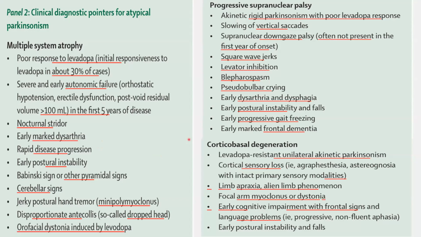Akinetic rigid Parkinsonism features, and usually signs will be symmetrical, poor levodopa response, and patient will be having vertical saccade slowness and supranuclear down gaze palsy also. Patient will be having square wave jerks, and levator inhibition that will cause the omega sign, that is facial dystonias associated with blepharospasm, pseudobulbar affect, early dysarthria, falls, and gait freezing, and associated with predominant frontal kind of dementias.